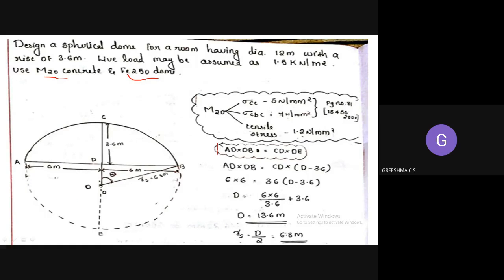Here we need to mark a few points. First of all, the total diameter of the room is 12 meters. So the room will be like this. This will be the walls of the room, and this is the total diameter of the room, with the rise being 3.6. So the total will be 12.